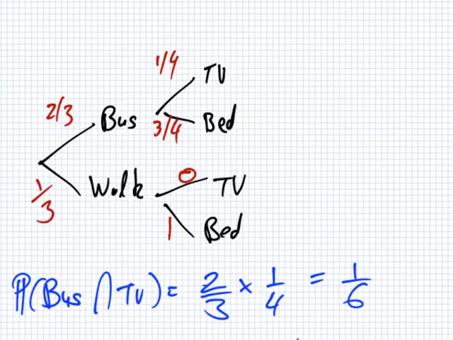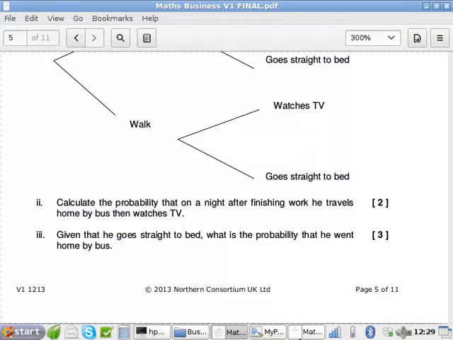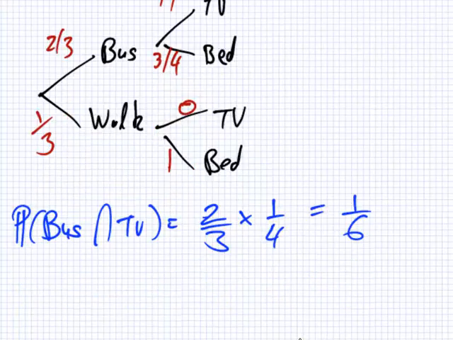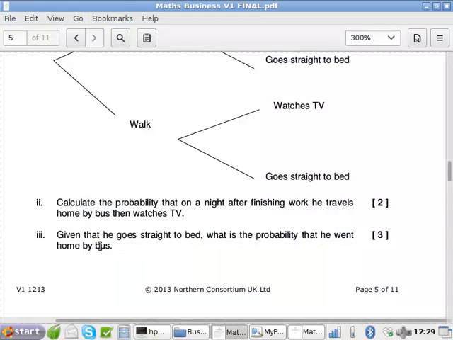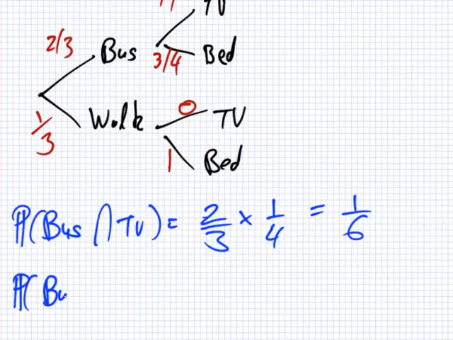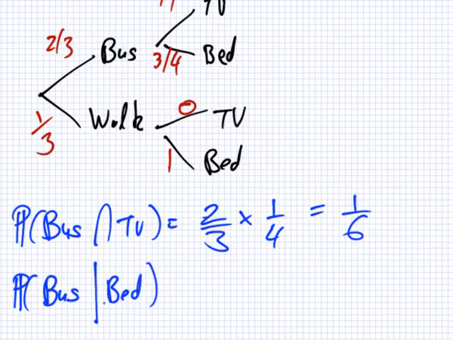Okay, and then the next one is, given that he goes straight to bed, what is the probability that he went home by bus? So this is the probability that he took the bus, given that he went straight to bed. Now this one is a little bit trickier. There are 2 ways you can do it. You can do it by using a table, or you can use a formula.